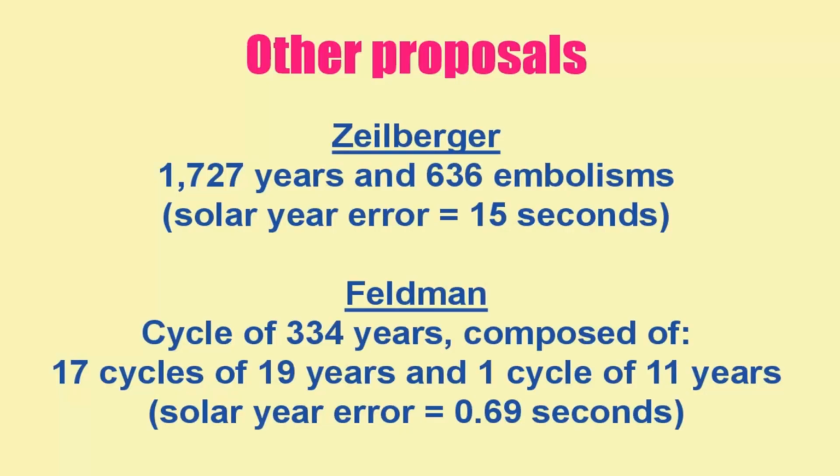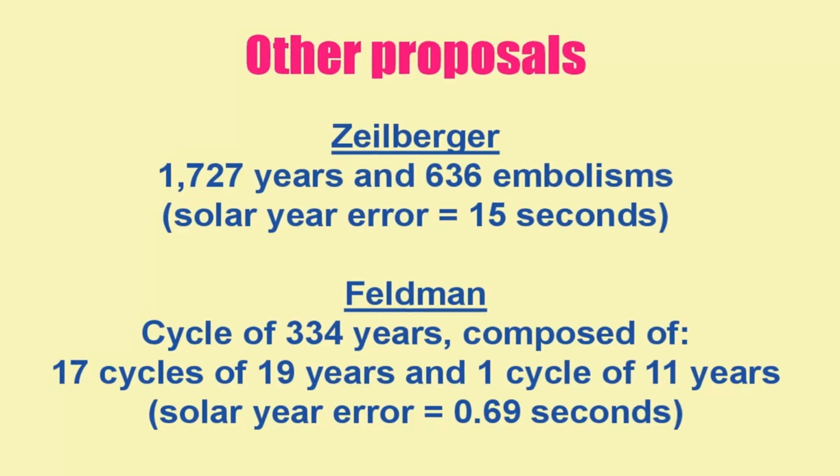Zeilberger proposes using a lunisolar cycle of 1,727 years, of which 636 are embolismic, so there will be 20,360 lunations in the cycle. If we continue to use the same lunation as in the current calendar, the solar year deduced from this cycle will differ by only 15 seconds from the Gregorian year, which is very close to the seasonal year.